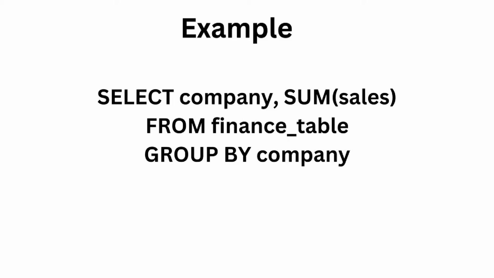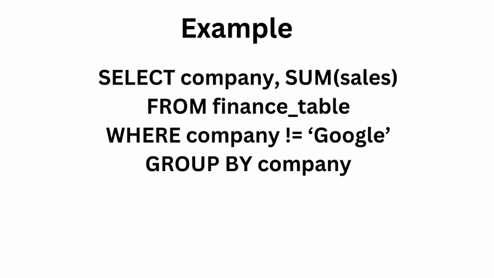Let's imagine this very simple query where we're selecting some sort of company column and then taking the sum of the sales column from some financial table where we group by company. So we're aggregating sales per company. Now we've already seen we can filter before executing the group by with a where statement. For example, here I could put a where right before my group by and say where company not equal to Google because maybe I don't want to include Google in my final results. So that's okay because the company isn't being aggregated in any sort of way.